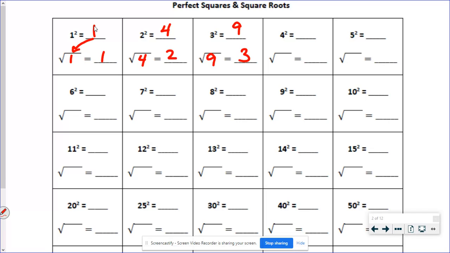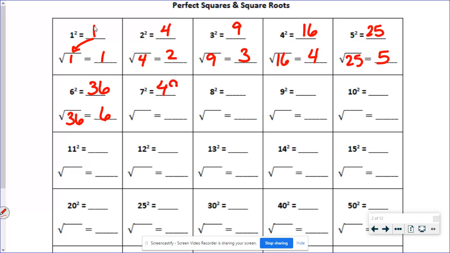Remember that square root sign is called a radical. That's something that's going to get used a lot in this chapter. 4 squared is 16, so the square root of 16 is 4. 5 squared is 25, the square root of 25 is 5. You can see that these numbers are just reversing order. 36 for 6 squared, so then the square root of 36 is going to be 6.